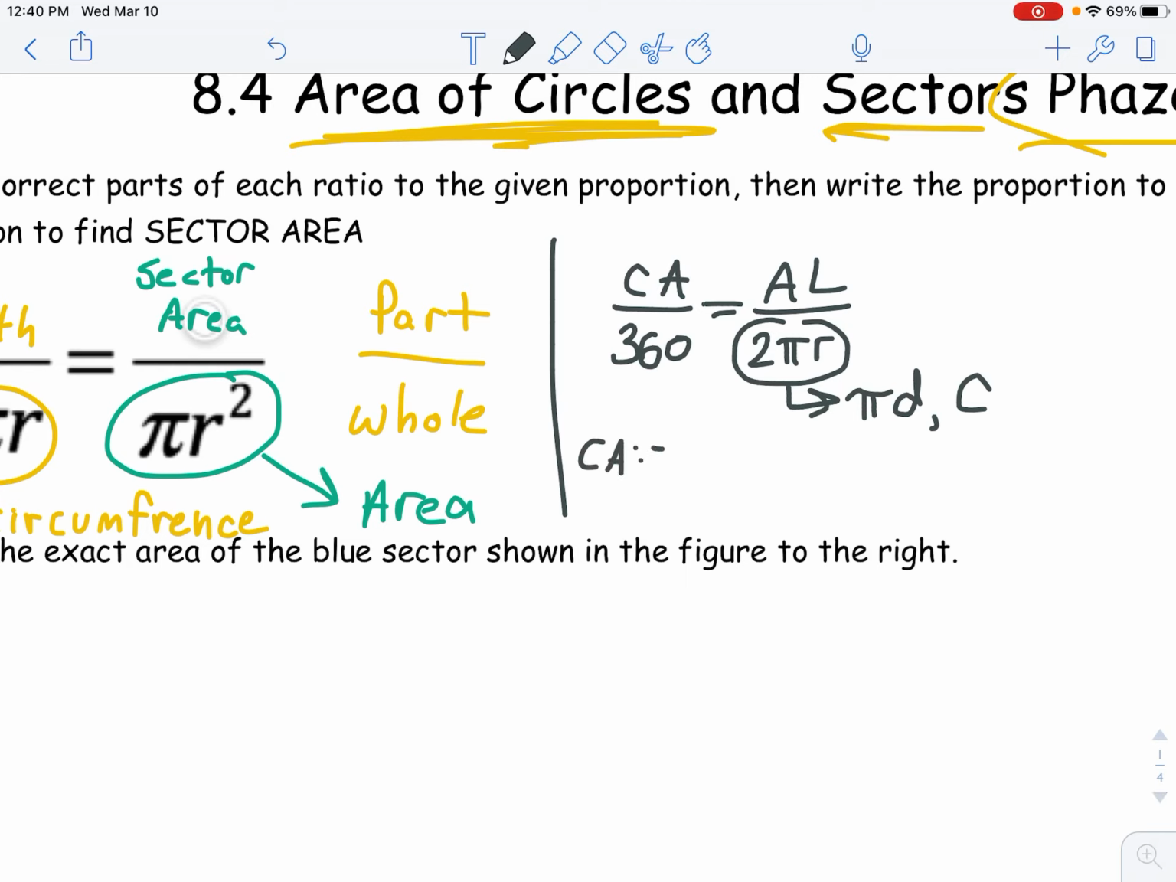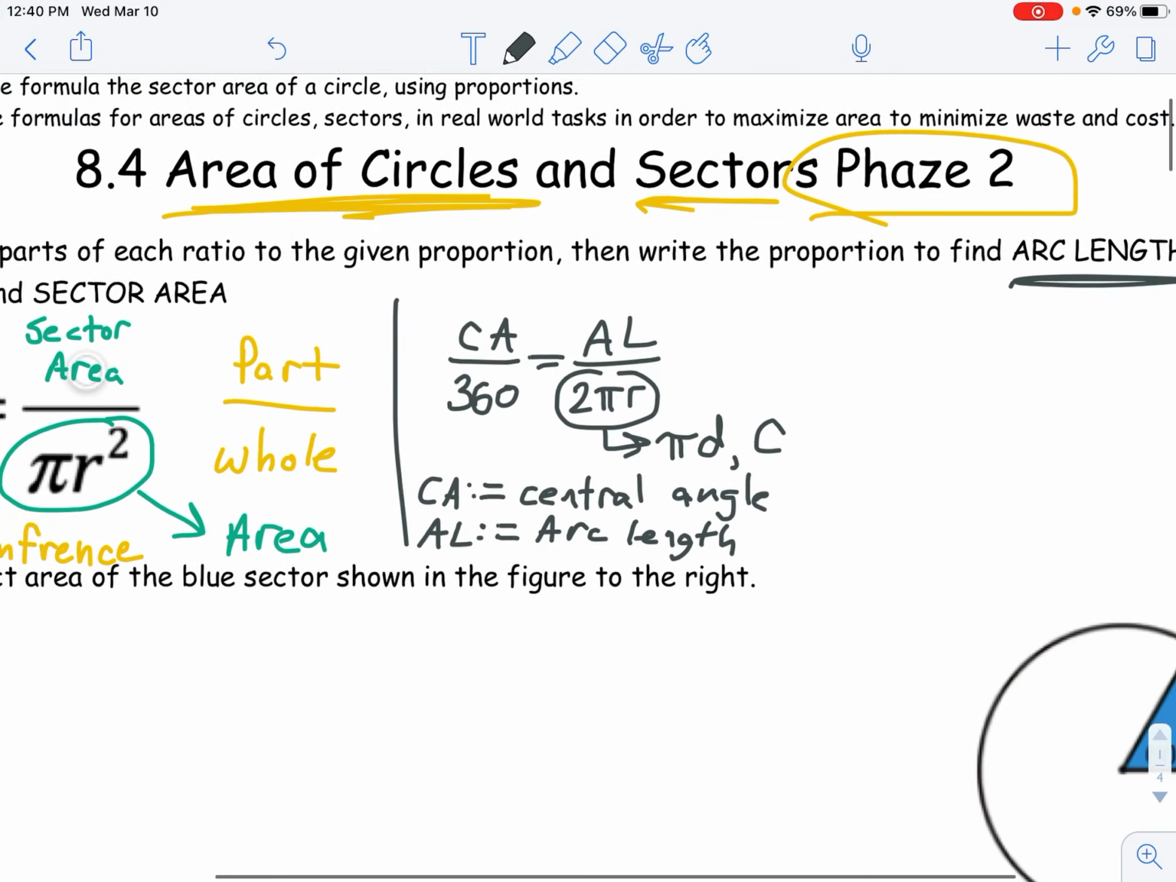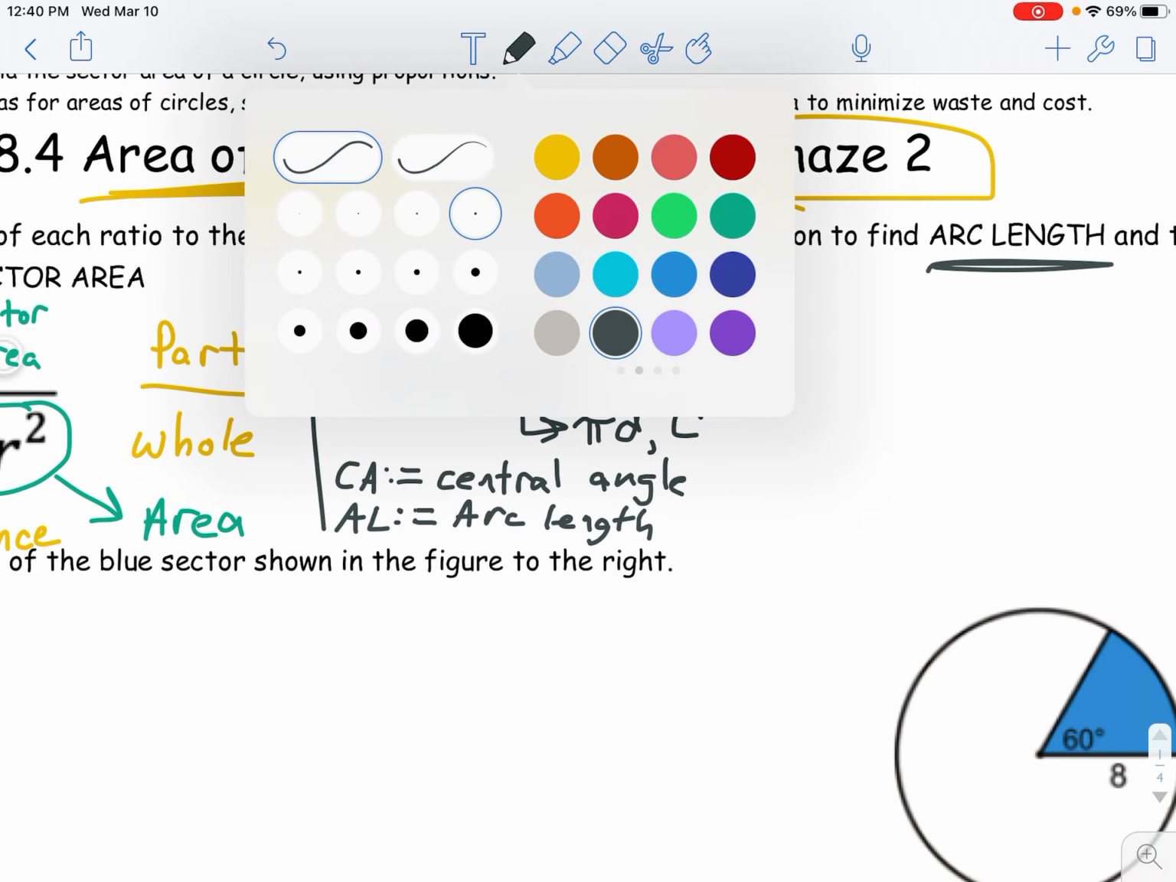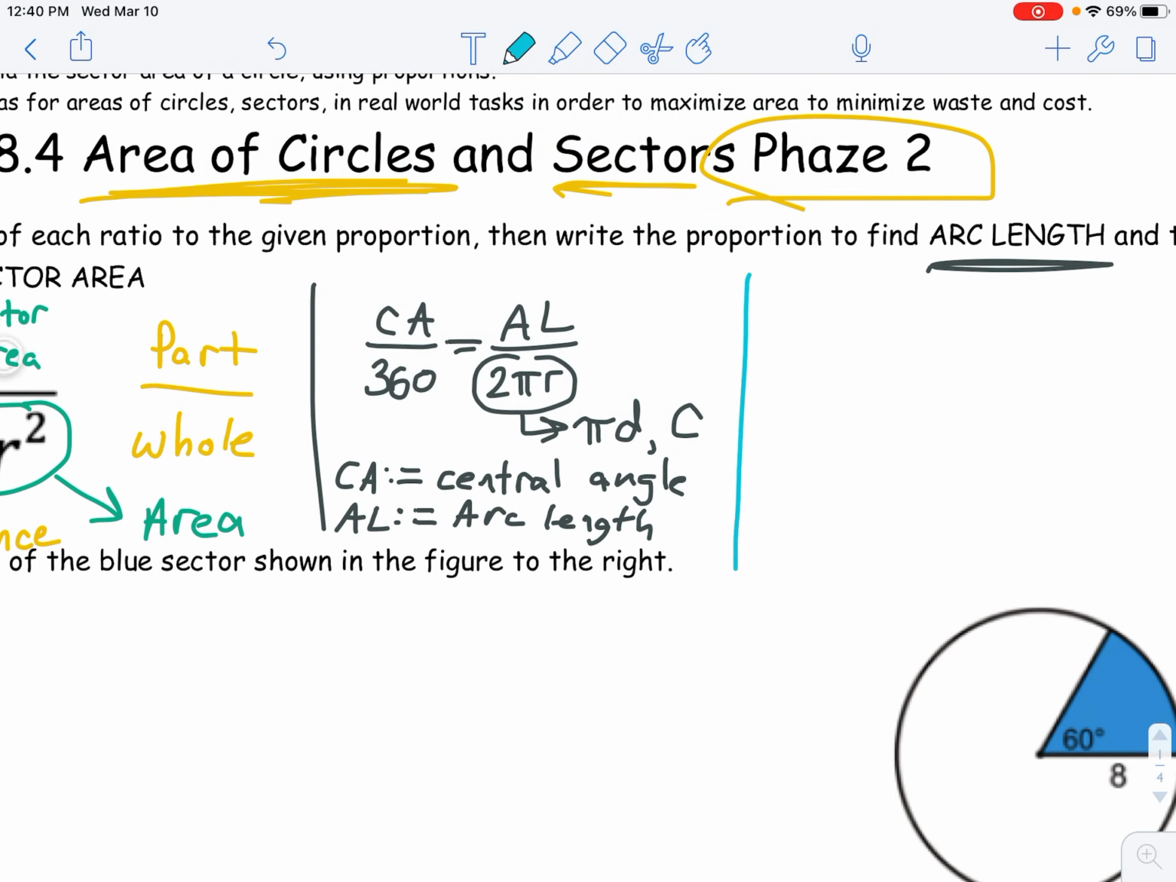And some things to remember: CA means central angle, and AL we define as arc length. All right, hopefully you know what R, D, and C mean. Those are radius, circumference, and diameter.